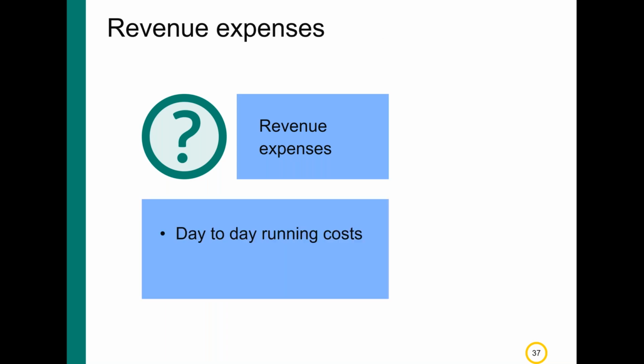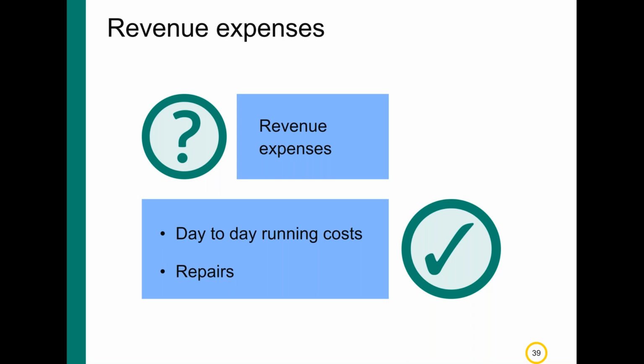Revenue expenses are your day-to-day running costs of the property business. For example, advertising, stationery, and insurance. Revenue expenses also include repairs. A repair is where you restore something to its original state without improving it. Some examples are repairing burst pipes, replacing broken windows or doors, and redecorating.